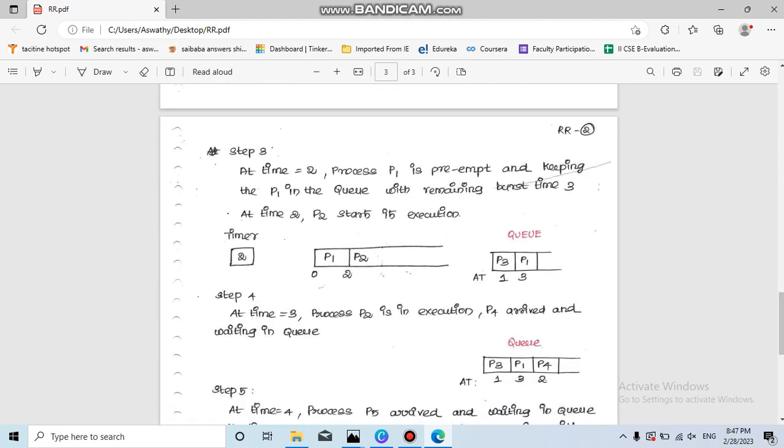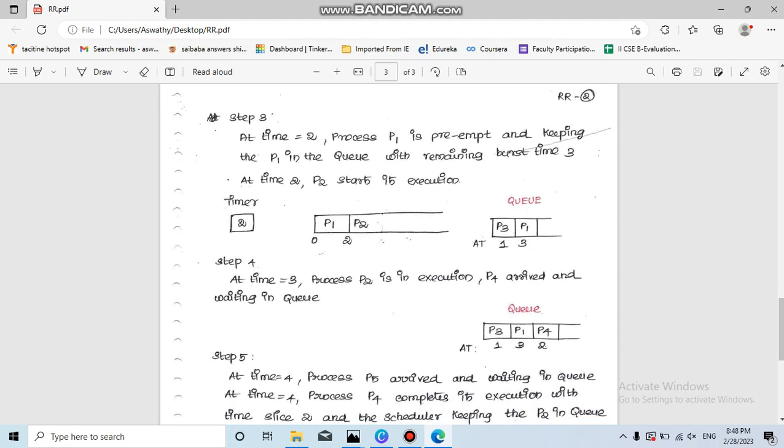At time 2, the process P1 is preempted and kept inside the queue with the remaining burst time of 3. At that specific time 2, P1 completes its 2 units of execution and the remaining time it will be waiting inside the queue. So P2 starts its execution, because P2 is in the waiting queue ahead of P3, and P1 is waiting again.